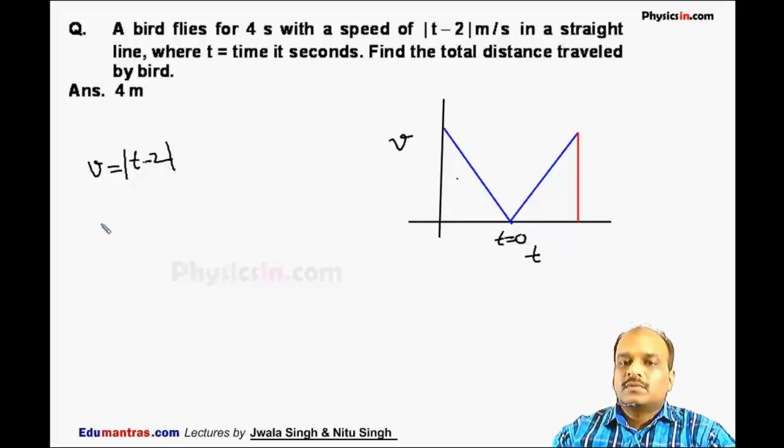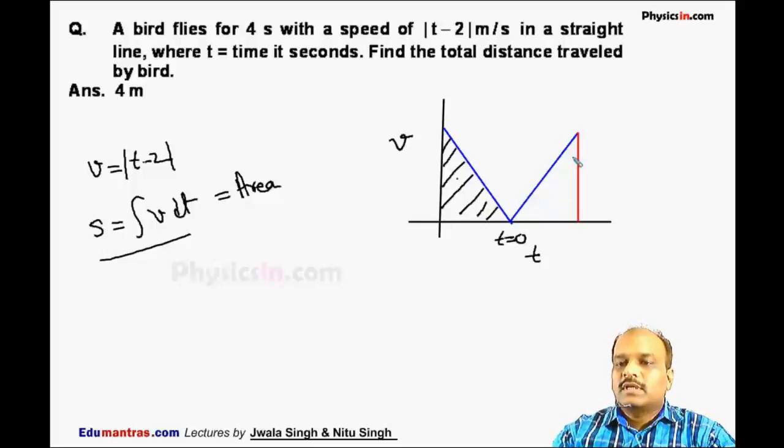As we know, the distance is integration of v dt. This v represents the speed. So integration of v dt means, if v is on the y axis and time is on the x axis, v dt simply represents the area. So to calculate the distance we have to calculate the area. The area of these two triangles can very easily be calculated.